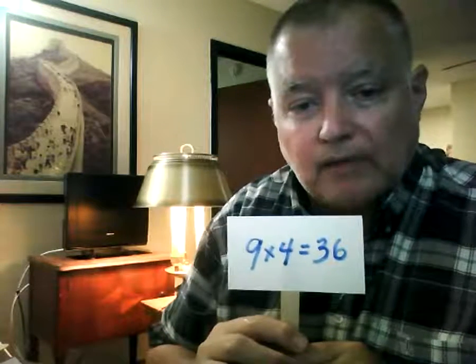Nine times seven is 63. Nine times four is 36.